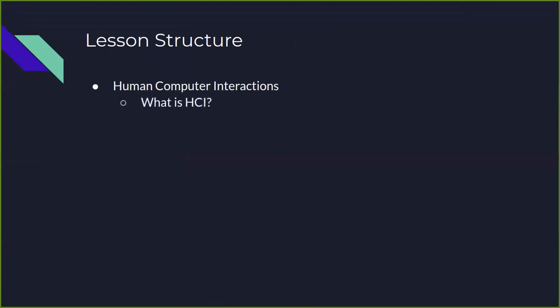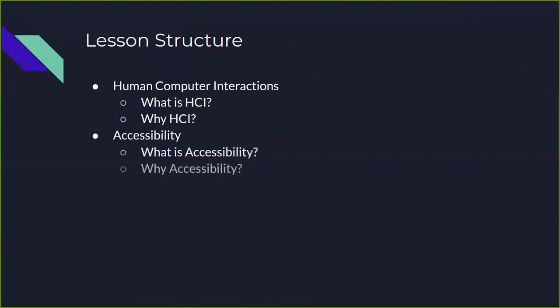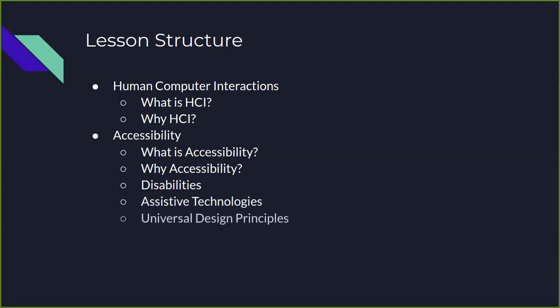We will learn what it is. We will also learn why we need to understand human-computer interaction. We will learn something on accessibility, what accessibility is. You learn why we need to consider accessibility. And we'll learn disabilities, some forms of disabilities. We'll learn something on assistive technologies. We'll learn something on universal design principles.